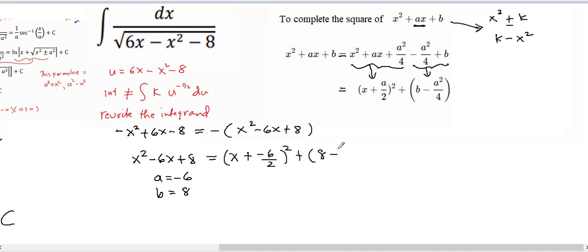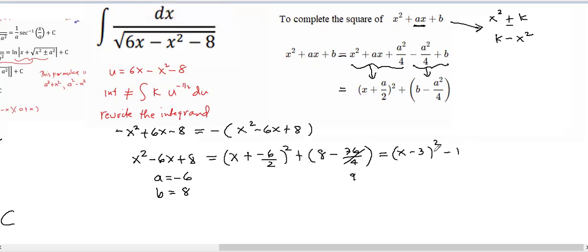And then minus a square. So, 36 over 4. Parang yung square lamang nito, no? So, what do we have? This is x minus 3 quantity square. And then plus, what is this one? This is 9, no? So, 8 minus 9, that would be minus 1. So, ito ay minus 1.